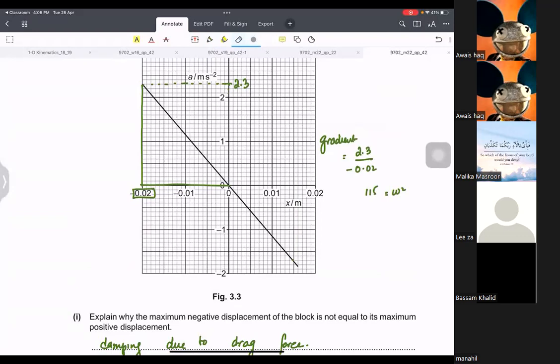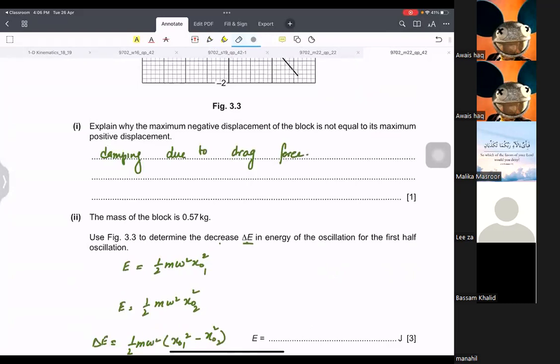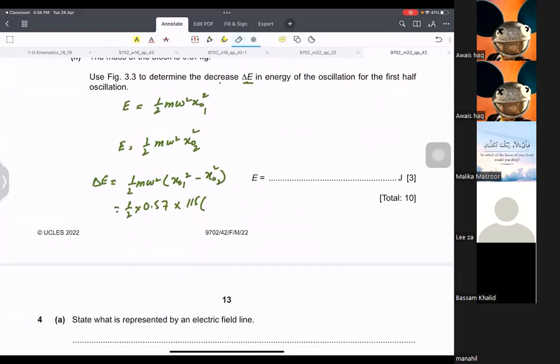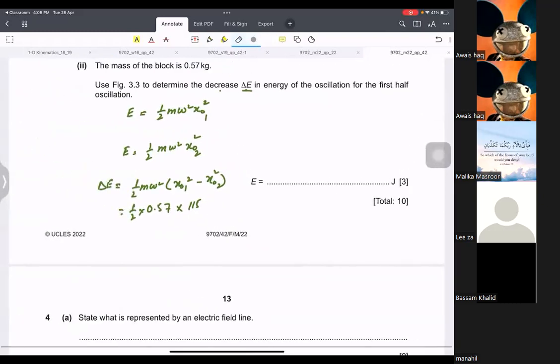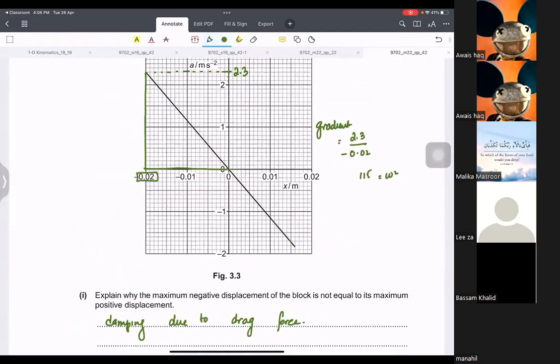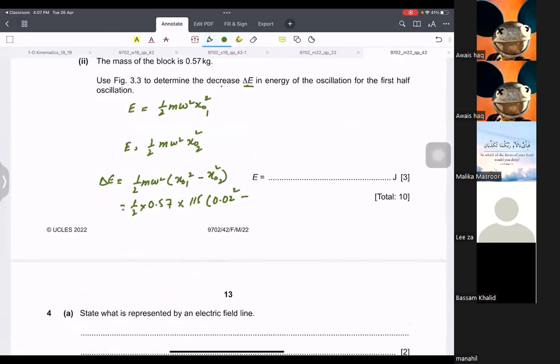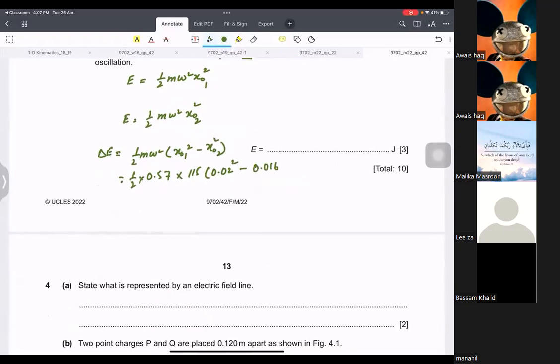Okay. Now, omega square is 115, and what else do we have? The first half is 0.023 minus square, sorry, and the next half we have to read off this. And according to this, it should be 1516. Okay, 0.016 whole square. So what was the answer? 4.7 times 10 raised to negative 3.